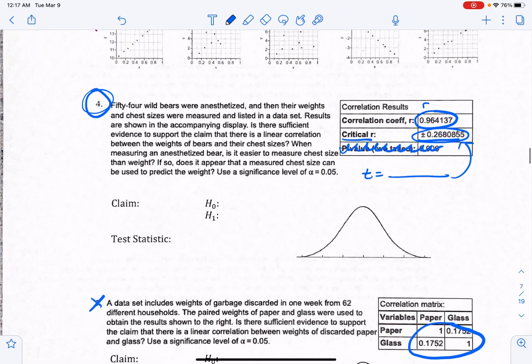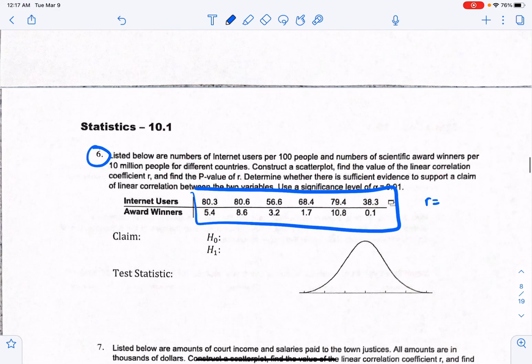So try to get all the way through number 4 and all the way through number 6. Okay, and number 6 is going to be a little bit harder, but go ahead and do the best you can. Okay.